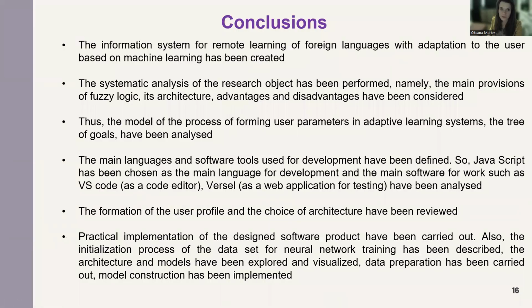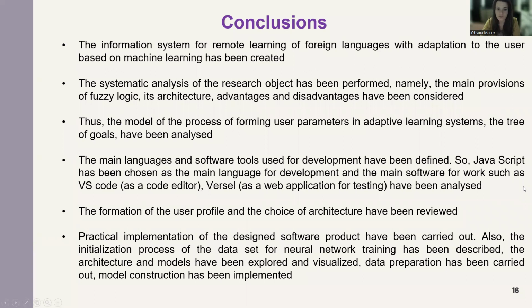So, conclusions. An information system for remote language learning with adaptation to the user based on machine learning has been created. A systematic analysis of the research object has been performed, namely the main provisions of the logic. The architecture's advantages and disadvantages have been considered. The model of the process of forming user parameters and the triggers have been analyzed. Main languages and software tools used for development have been defined.